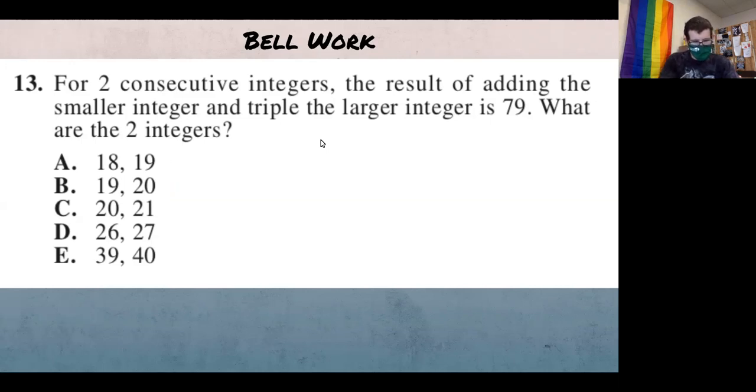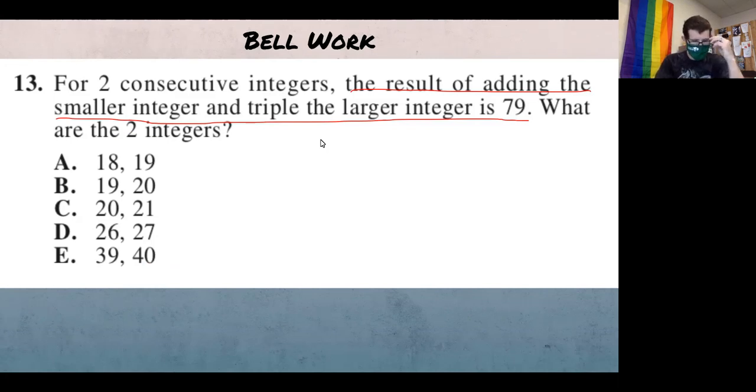So it says for 2 consecutive integers, that means any number and then the number that comes immediately after it. So 7 and 8 are consecutive integers. Now that makes sense because no matter where we look down here, we're going to see consecutive integers as answer choices. And this part of the sentence right here is actually an algebraic equation in disguise. So we can actually convert this into an algebraic equation.